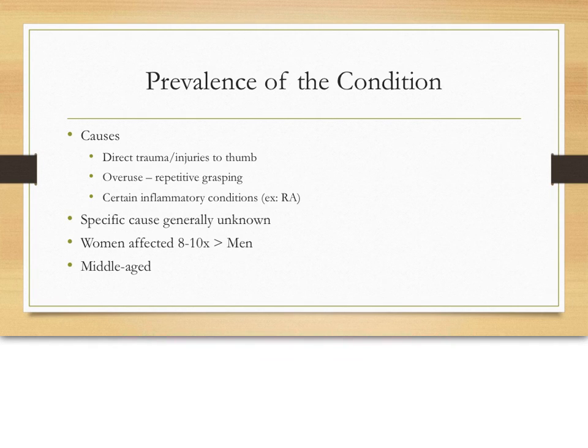The prevalence of the condition tends to be generally with women. They're affected about 8 to 10 times more than men are. You tend to see it with middle-aged women, and it's also seen with pregnant women due to the changes in their body during that time. Causes include direct trauma or injuries to the thumb, overuse such as repetitive grasping, or certain inflammatory conditions such as rheumatoid arthritis. Thus, the onset of DeQuervain's can be either a one-time traumatic event or can occur due to overuse. The specific cause is generally unknown, however, so it does tend to be an overuse disease.